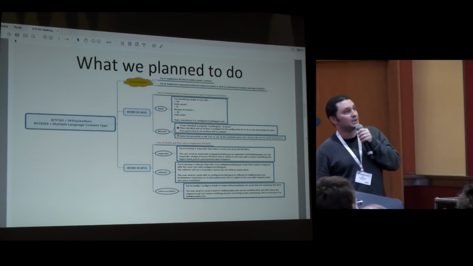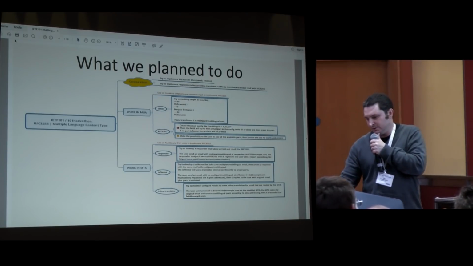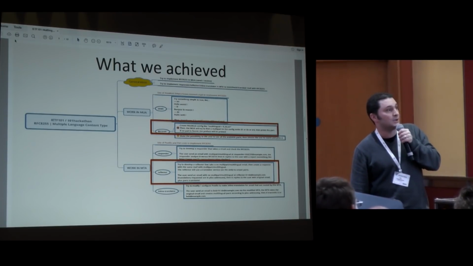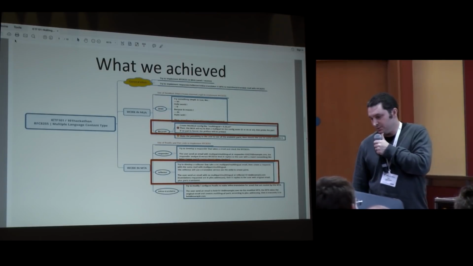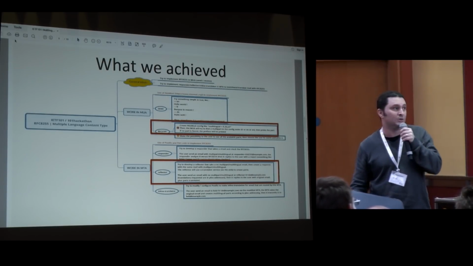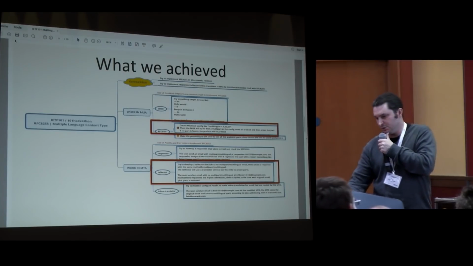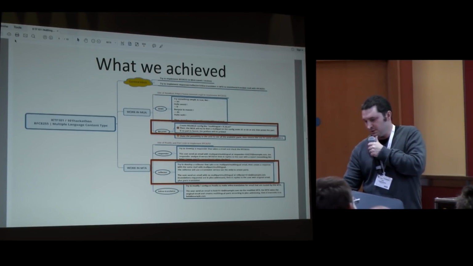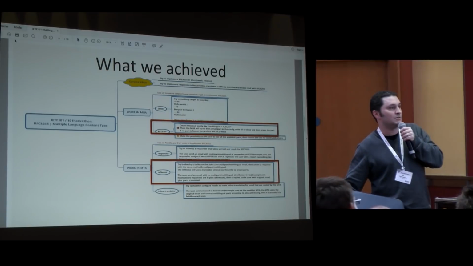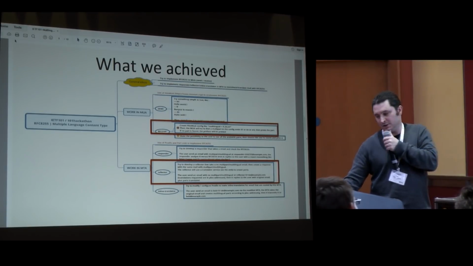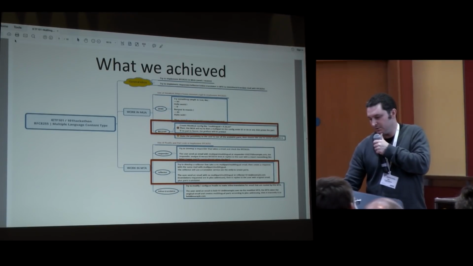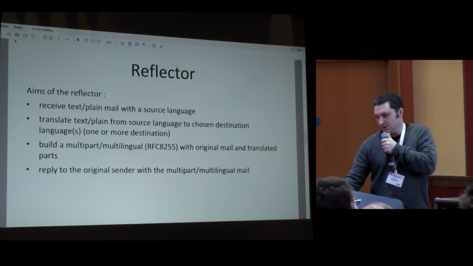So this was the original plan that we circulated between us before the event. There's obviously quite a lot on there. So we selected two things. The top one is the code in the client side for NeoMutt, so that when you receive an email, it shows the right part given those preferences. And the one at the bottom is the reflector code, so that you can create those correctly formed emails.